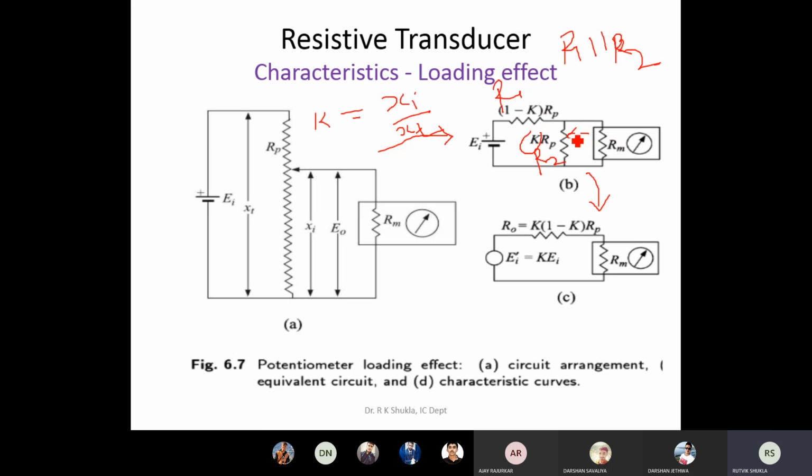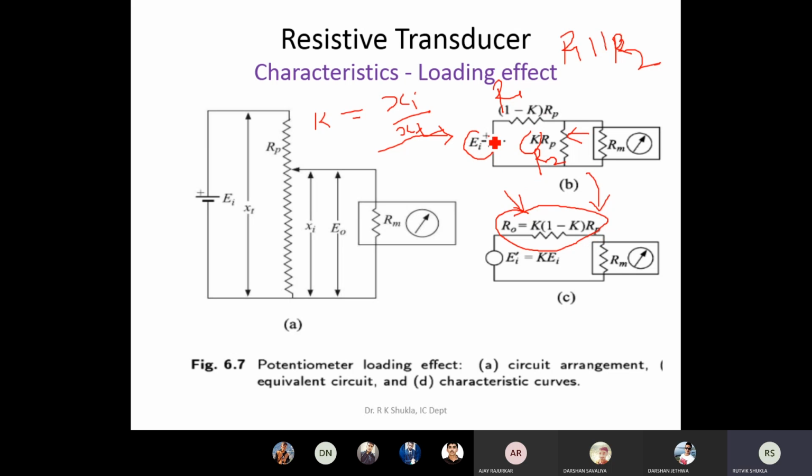Clear? From this side, if you remove this load and try to find out the equivalent resistance, what you can see is R1 and R2 look parallel. So what I am going to do is find out the parallel combination of R1 and R2, that is 1 minus KRP in parallel with KRP. If you reduce it, then you can get the RO, that is the equivalent output total resistance. So in this case, it is K into 1 minus K into RP.